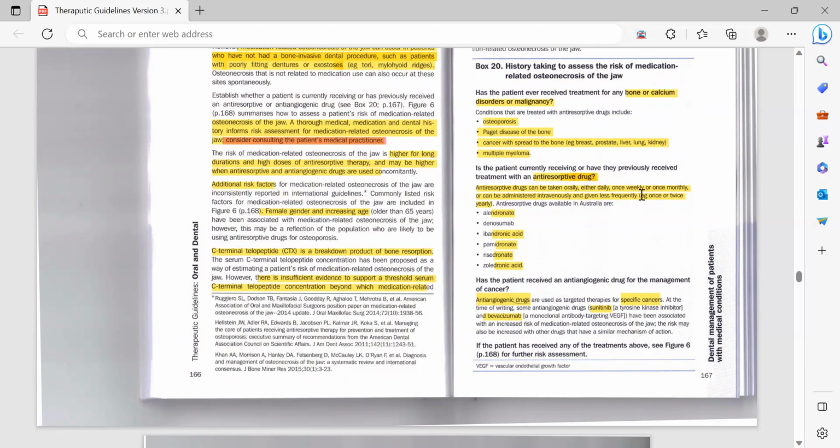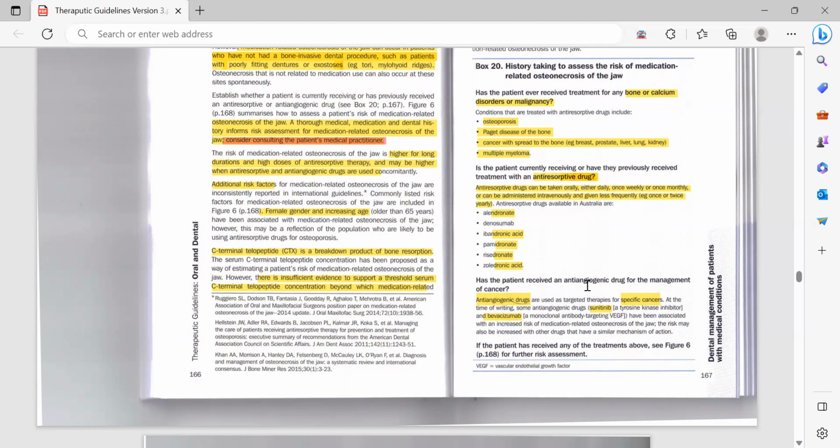So these doses depend on the cause, like whether they have osteoporosis or cancer. Obviously if the patient has cancer, then they would require higher doses and more frequent doses as compared to osteoporosis, so they do vary. So you need to inquire about these things.